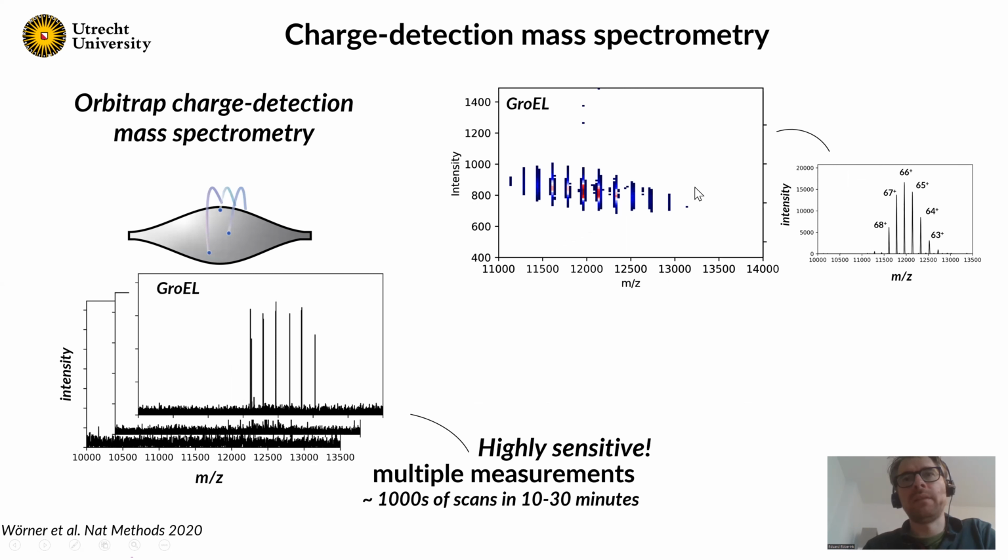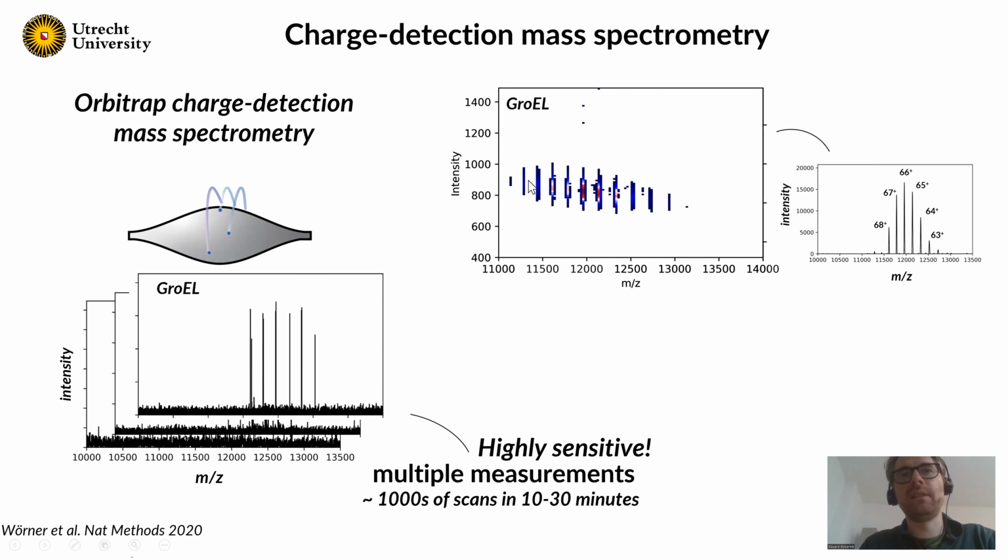So now we have a 2D version of what we saw earlier in our native mass spectrum, where we saw this nice charge distribution. Also here we can see these different charge states, but now this has been constructed just by measuring one GroEL after another and placing them in this histogram. This is quite a sensitive way of working, because you only need a few thousand particles to fill up this histogram, and the measurement takes about 10 to 30 minutes, but you only need a very low concentrated sample and a little bit of material.